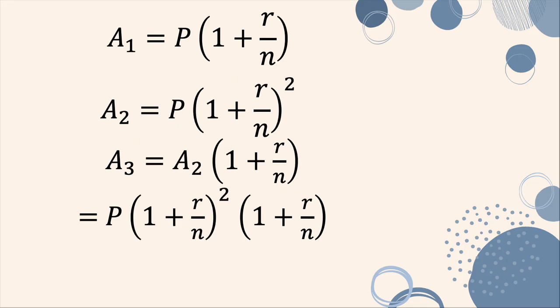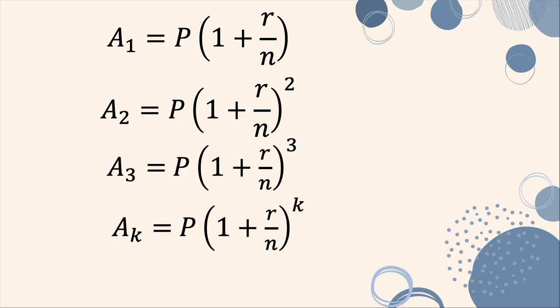If we did this again, in the third period, we would earn interest on the new amount, A sub 2. So we take A sub 2, which is equal to P times 1 plus R over N squared, and now apply the interest rate R over N again. Simplifying gives us our third period, A sub 3, is P times 1 plus R over N cubed. We're starting to see a pattern here.